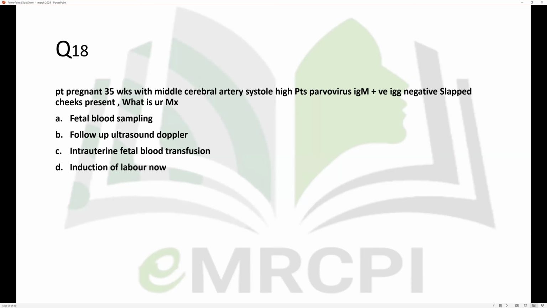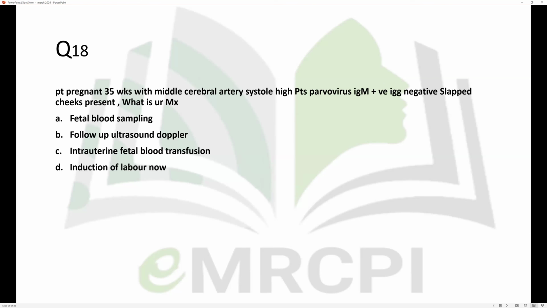A patient pregnant at 35 weeks with middle cerebral artery systolic velocity high. The patient had parvovirus IgM positive, IgG negative, and slapped cheek syndrome was there as well. What is your management? I'm so sorry, guys. Also, it's a recall question, so I'm not very sure of how exactly it was written in the exam, but this is the information given.